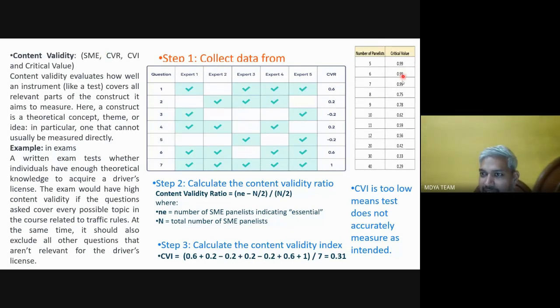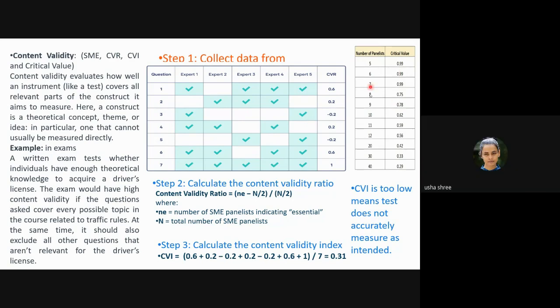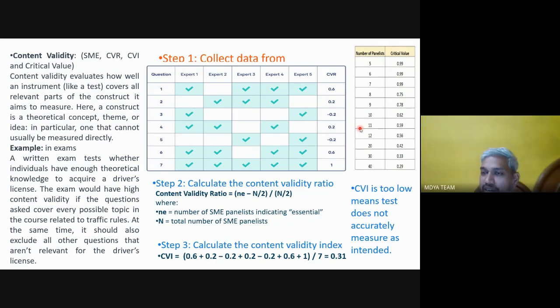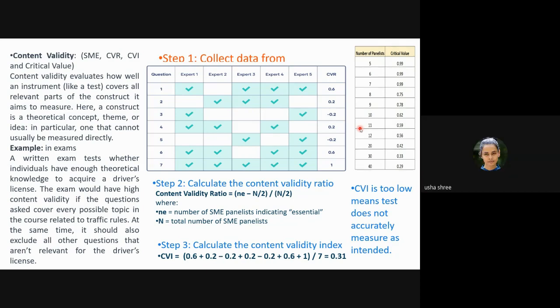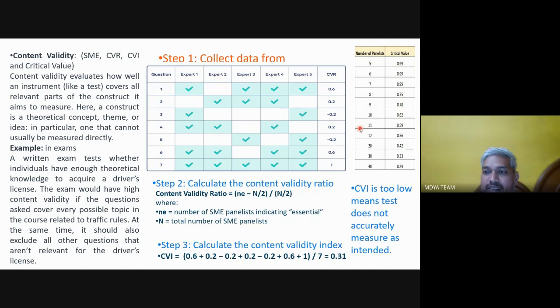It is a set standard, right? And according to how many panelists we have chosen, if it is near this critical value, it means we can use that questionnaire as a tool for our research, for validating it. So for example, if it varies a little bit, like if there are 5 panelists and it is around 0.99, also we consider it as valid content. Yes, definitely. If it is too far away from the critical value, for example, if there are 5 panelists and the critical value is 0.55, then it is low.